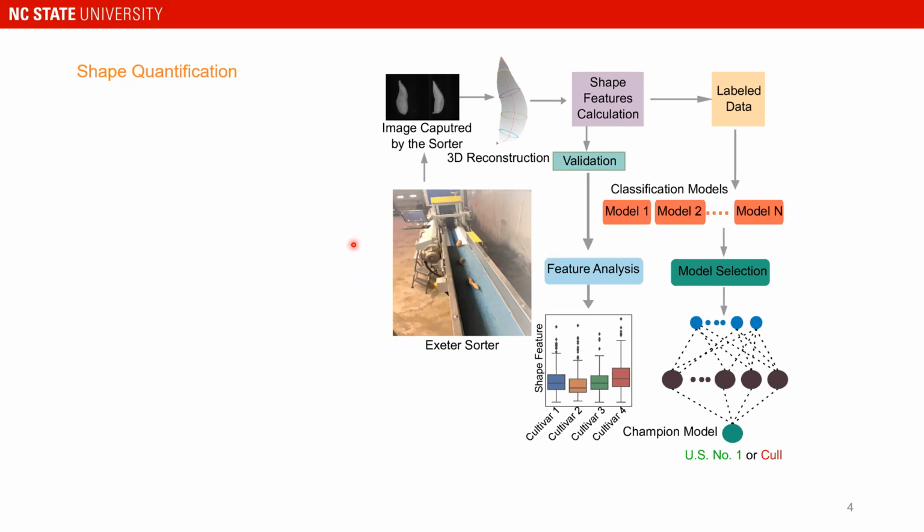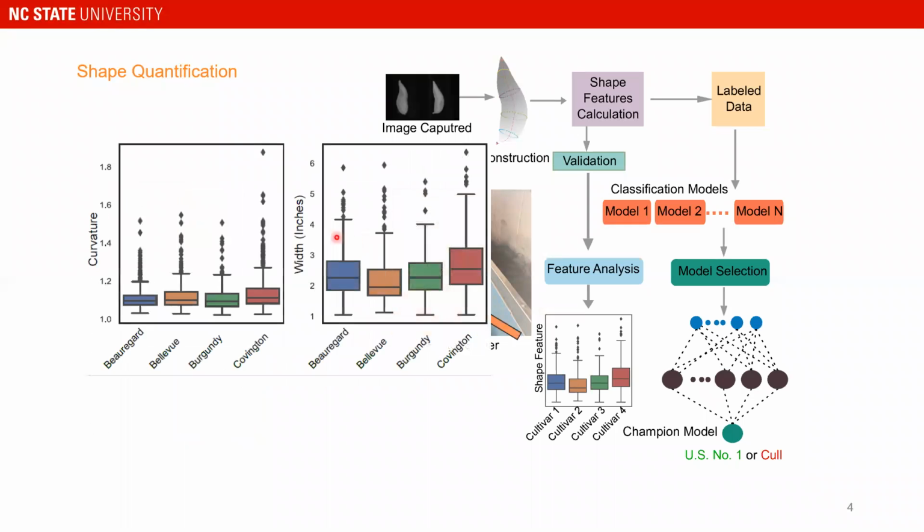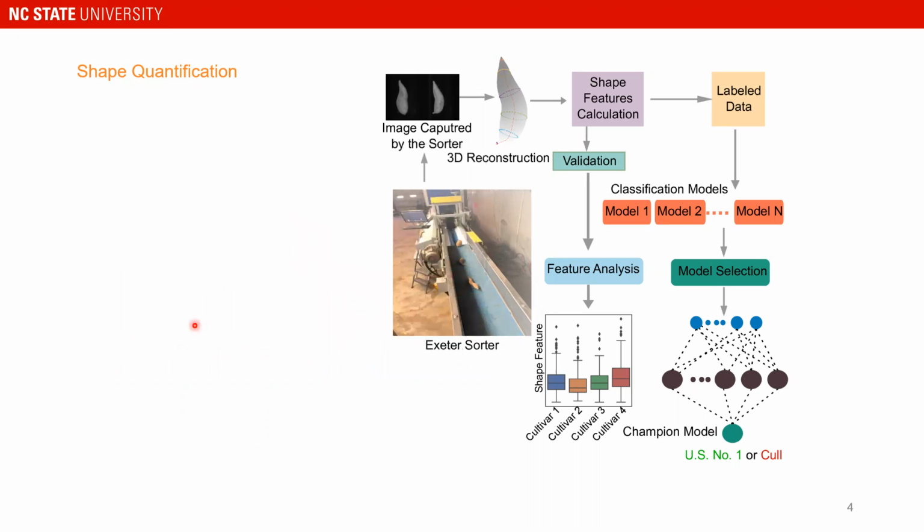With the automated shape extraction approach, now we can look at shape features across thousands of sweet potatoes across different cultivars. And this type of analysis will help researchers, breeders, and farmers to identify sweet potatoes that have more robust shape features. At the same time, we have developed a machine learning pipeline which can detect if a sweet potato is US #1 or cull using the 3D shape features that we have extracted.